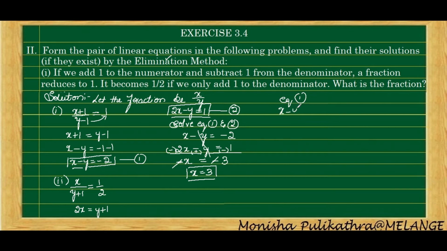Equation 1 is x minus y is equal to minus 2. X is 3, 3 minus y is equal to minus 2. I will be shifting minus 2 to the left hand side and minus y to the right hand side. So it will become 3 plus 2 is equal to y. So y is equal to 3 plus 2 is 5. So x is equal to 3, y is equal to 5.